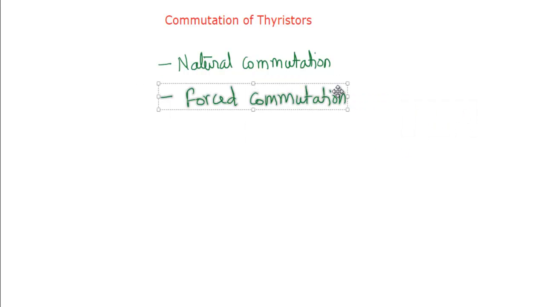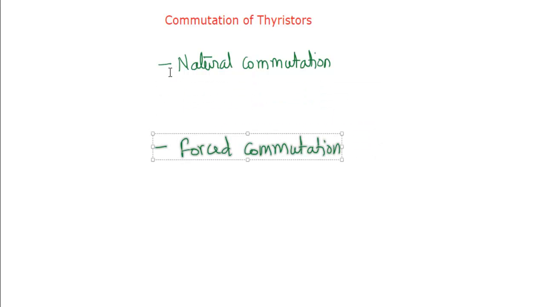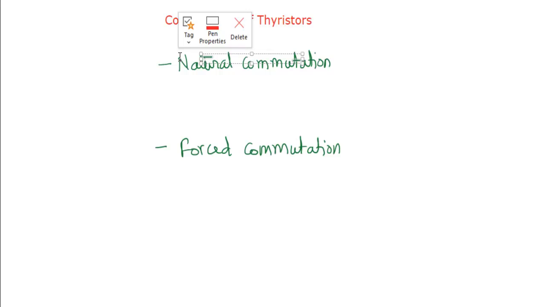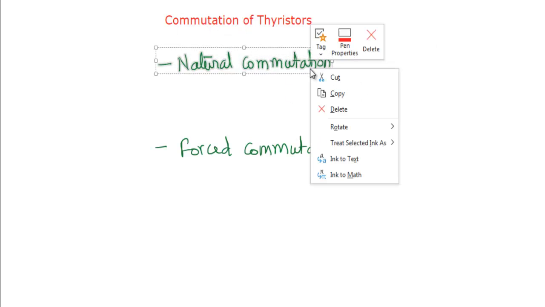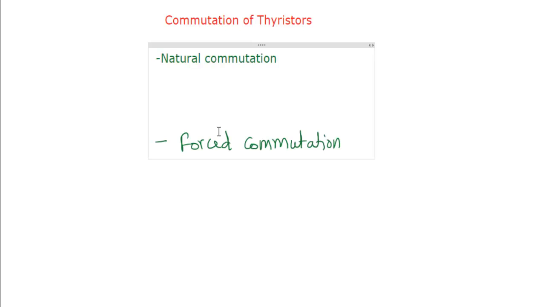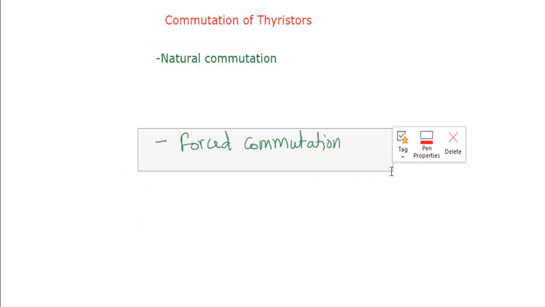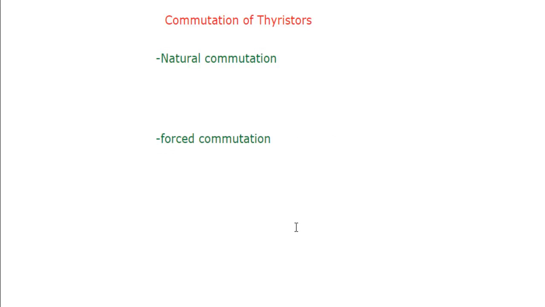Natural commutation is nothing but it will happen without any external circuitry. That means for the commutation of the thyristor, no need to have any extra circuit to do that. So that's the meaning of natural commutation. That is why we haven't discussed anything separately in case of rectifiers, because in case of rectifiers we have natural commutation. Okay, so natural commutation will happen if you have an AC source.